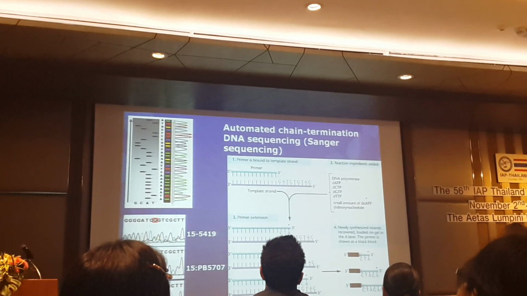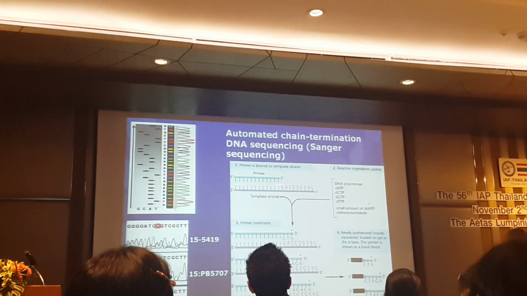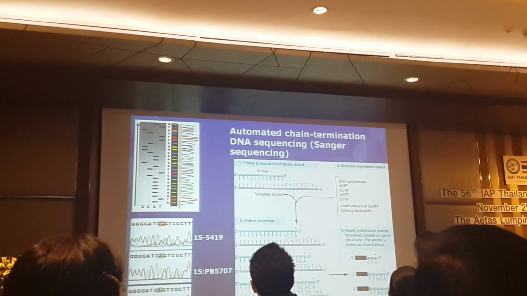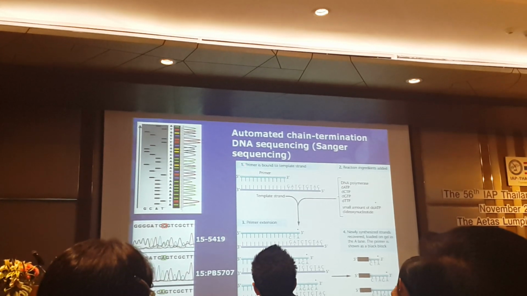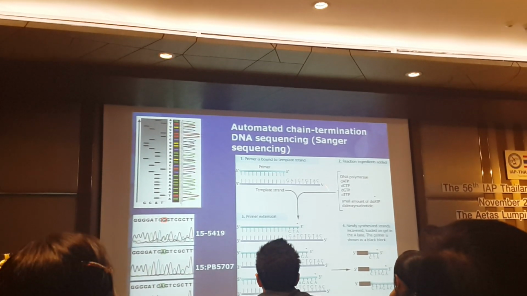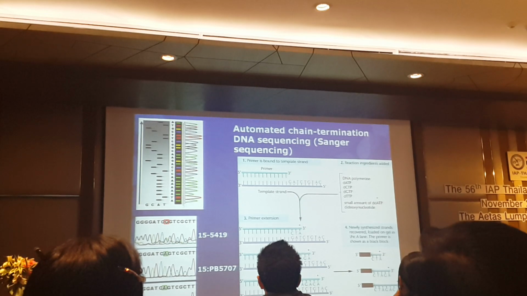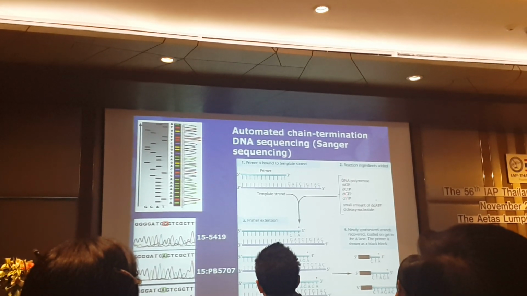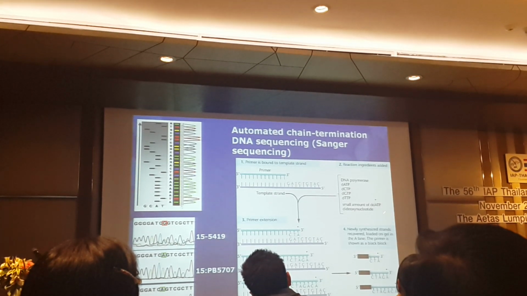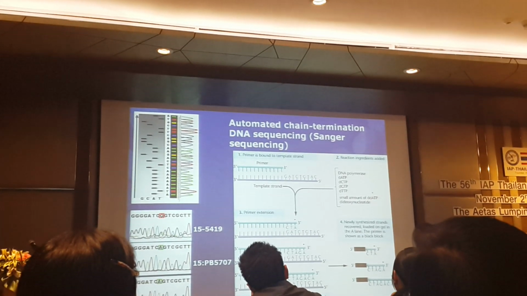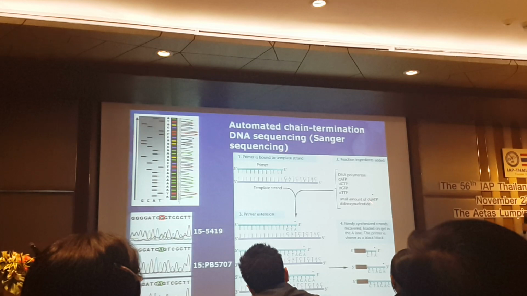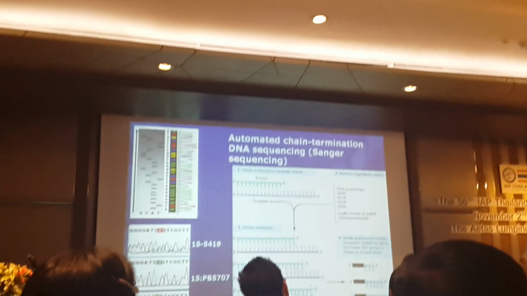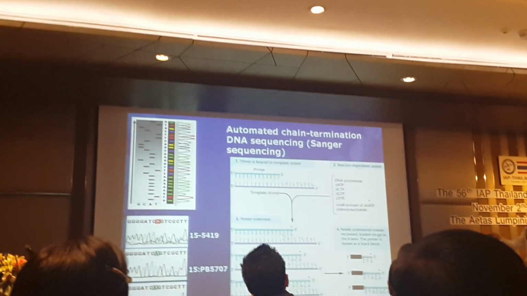The principle is quite simple. You have a template containing the sequence of interest, and a primer just ahead of it. Into the mix you put a number of deoxyribonucleotides, ATCGs, and at the same time a number of dideoxynucleotides. The idea of these dideoxynucleotides is that they will stop the reaction. They will not allow the chain to progress.